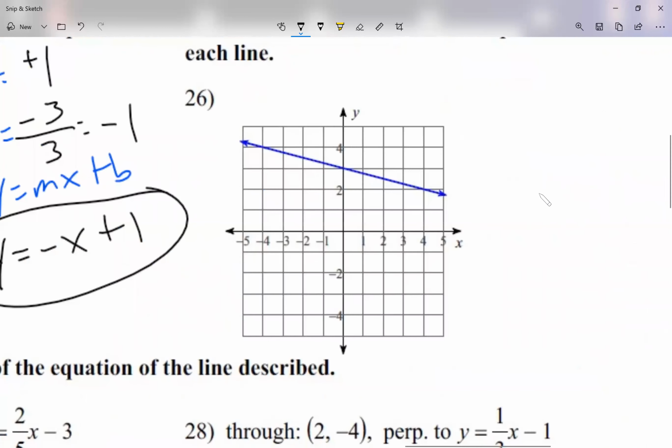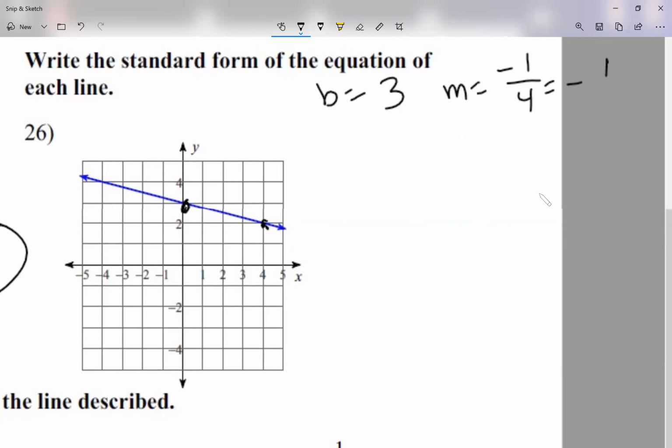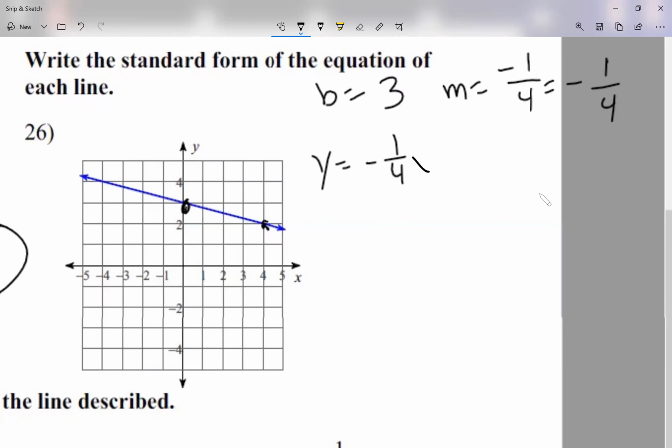Now for question number 26, I still need to know what's the y-intercept and what's the slope. The y-intercept, where do I cross the y-axis? At +3. For the slope, I need another point. I know I have to go down 1 and over 4. Bring the negative to the front, and my slope is going to be -1 over 4. All right, so the way I'm going to write this to begin with, let me go y equals -1/4 x plus 3.